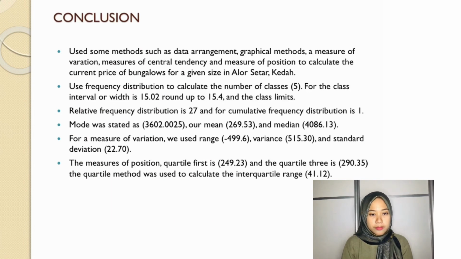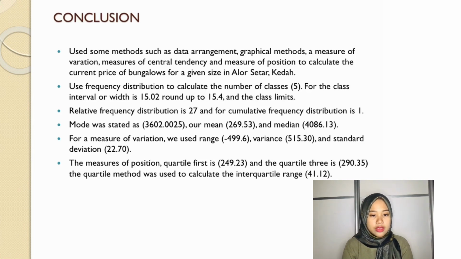Conclusion. Use some methods such as data arrangement, graphical method, measure of variation, measure of central tendency, and measure of position to calculate the current price of bungalows for a given size in Alor Setar, Kedah. Use frequency distribution to calculate the number of classes, which is 5. The class interval or width is 15.02, rounded to 15.4, and the class limits. Relative frequency distribution is 27 and for cumulative frequency distribution is 1.